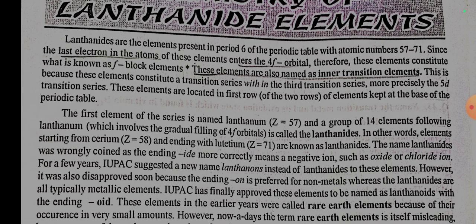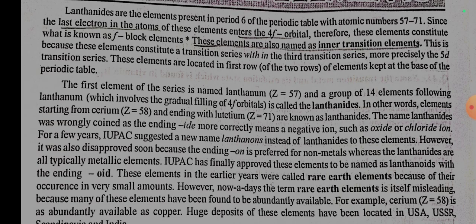The name lanthanides was wrongly coined, as the ending -ide more correctly means a negative ion such as oxide or chloride ion. For a few years, IUPAC suggested a new name, lanthanons, instead of lanthanides for these elements. However, it was also disapproved soon because the ending -on is preferred for non-metals, whereas the lanthanides are all typically metallic elements. IUPAC has finally approved these elements to be named as lanthanoids with the ending -oid.